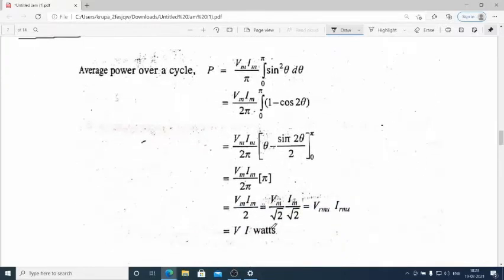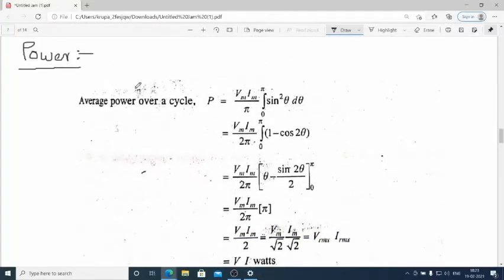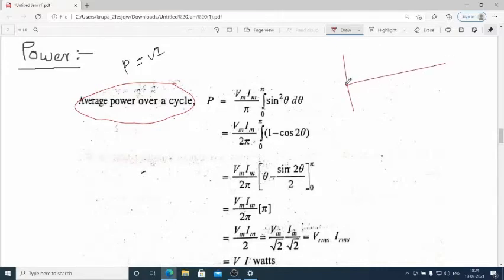So the power calculations. What is meant by power? We all know that power is equal to voltage into current. So average power over a cycle. Why consider it over a cycle? In a sine wave, the positive and negative cycles are equal, so if we find the average value, we will get 0.